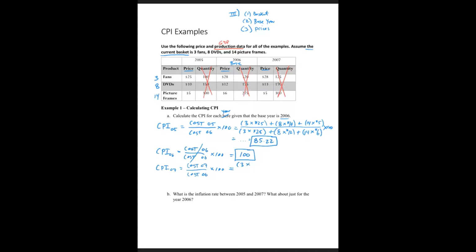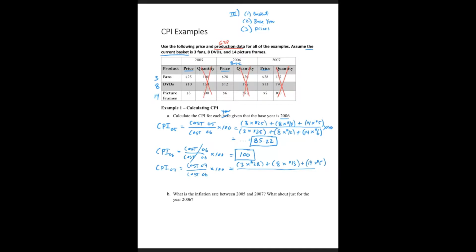3 fans times, well, now it's $28 in 2007. We still have 8 DVDs in the basket. We multiply that by $13, because that's, again, how much DVDs are going to be costing now in 2007, which is the year we're looking for. And we notice that the 14 picture frames are now, again, multiplied by $5 because the price went back down to $5 in 2007. We divide this, again, by the cost in 2006, which is the base year.